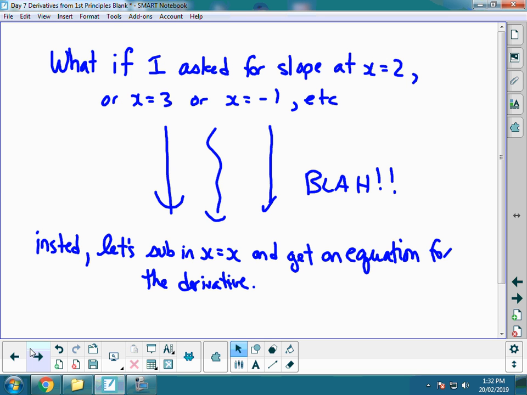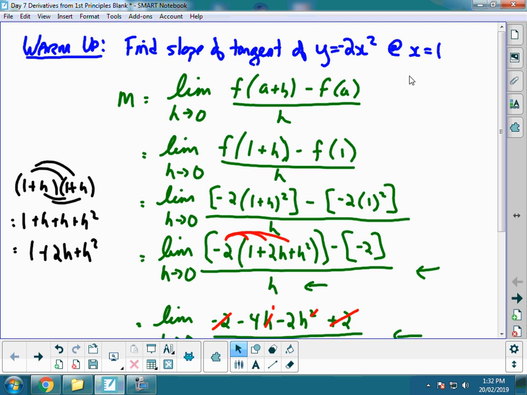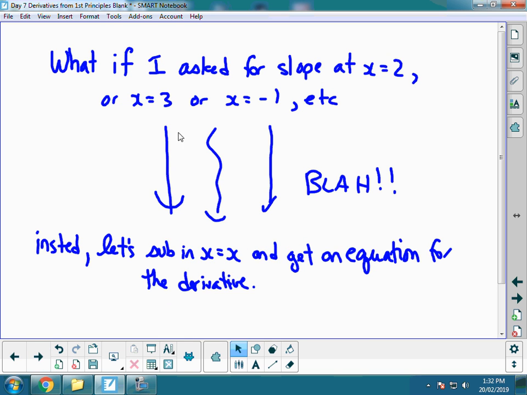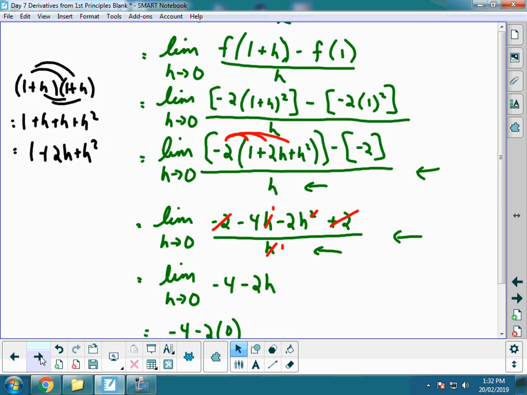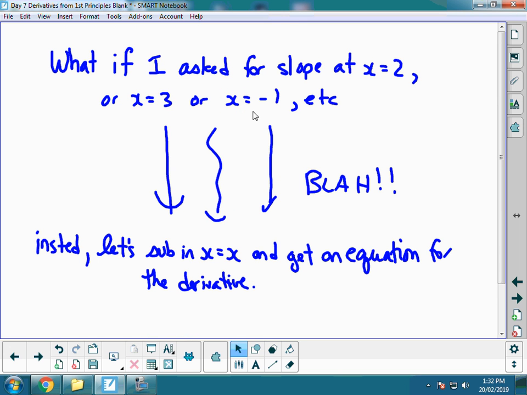But if I didn't have Desmos and I needed to redo this question but at a different x, I'd have to start over. So I'd have to start over with x equals 2, do this whole thing here with a 2 plus h, collect all the terms, go off and find the slope. And then do it again at 3, and then again at negative 1, lots of work. So I'd like to find a shortcut.